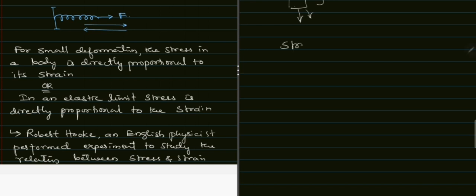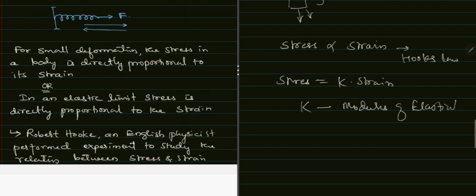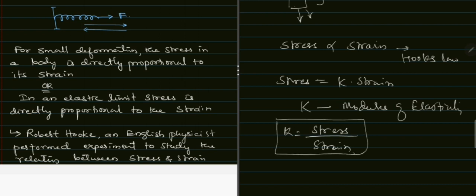So here, stress is directly proportional to strain. This is called Hooke's law. And stress equals K into strain. So K is the modulus of elasticity. So K equals stress divided by strain.